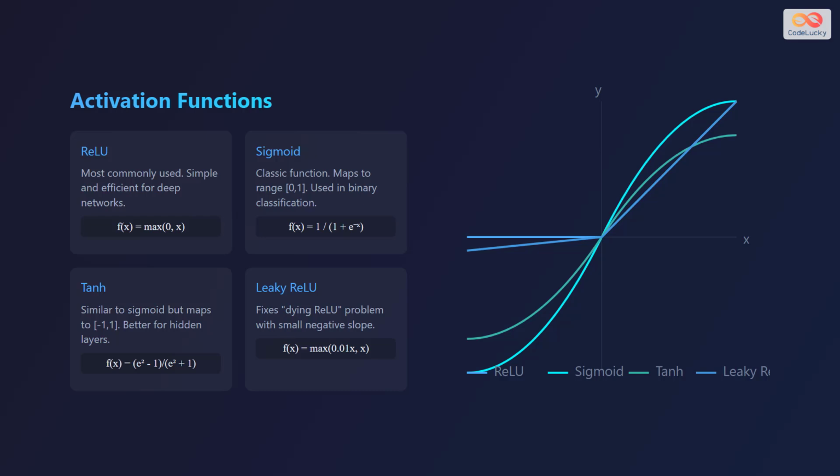Hyperbolic tangent is similar to the sigmoid function, but maps values to a range between -1 and 1, making it suitable for hidden layers. The function is defined as f of x equals e to the power of 2x minus 1, divided by e to the power of 2x plus 1. Leaky rectified linear unit addresses the dying rectified linear unit problem by introducing a small negative slope when the input is negative. The function is defined as f of x equals the maximum of 0.01 times x, and x.